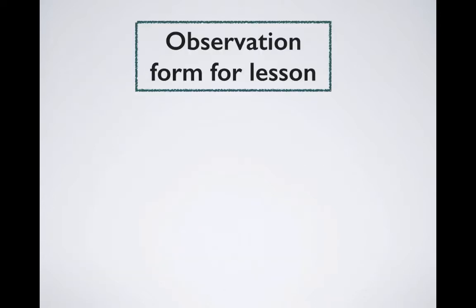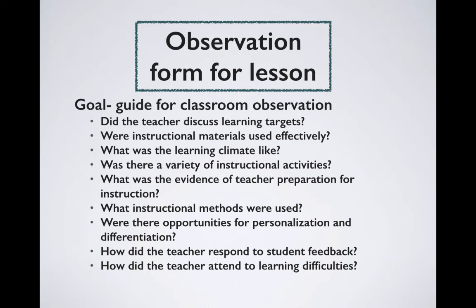Next, we have the lesson observation form. These forms are used by the coach during the classroom observation, and they may include various ideas like, did the teacher discuss learning targets? Were instructional materials used effectively? What was the learning climate like? Was there a variety of instructional activities? What was the evidence of teacher preparation for instruction? What instructional methods were used?